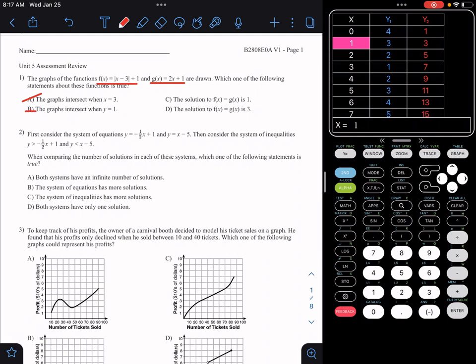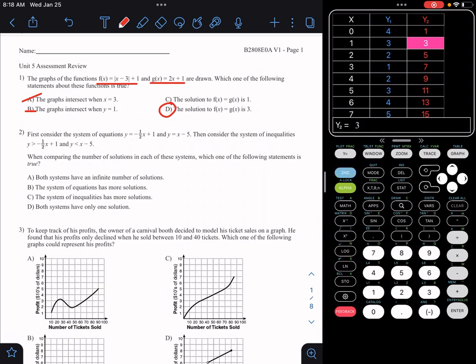And now it's saying the solution to f of x equals g of x is 1, or the solution to f of x equals g of x is 3. So we need to understand that f of x and g of x mean the same thing as y. So they're saying y equals y when y is 3. So answer choice D, because this f of x means y, so y equals y when it is 3.